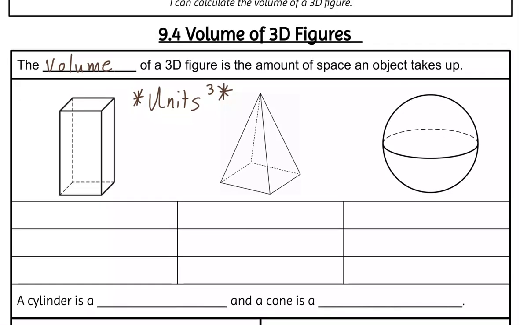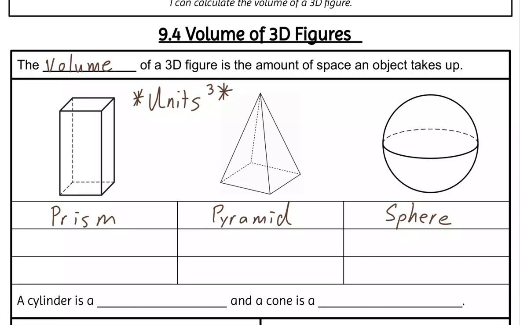Well, first up, right here, we have a rectangular prism. We're just going to label that a prism, and we're going to talk about how to find the volume of any type of prism. Second, we have a pyramid. And third, we have a sphere.